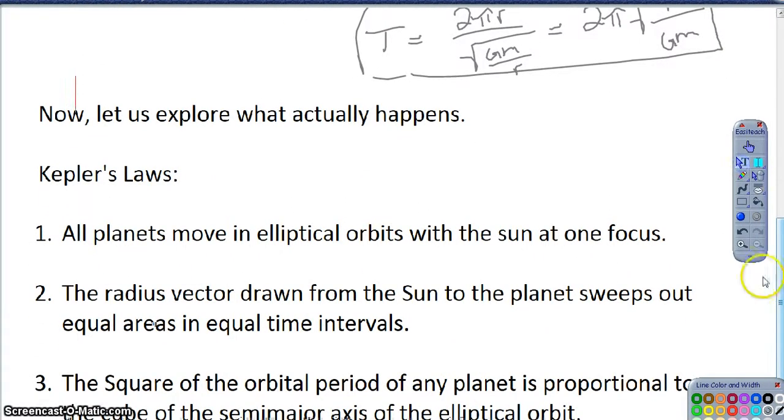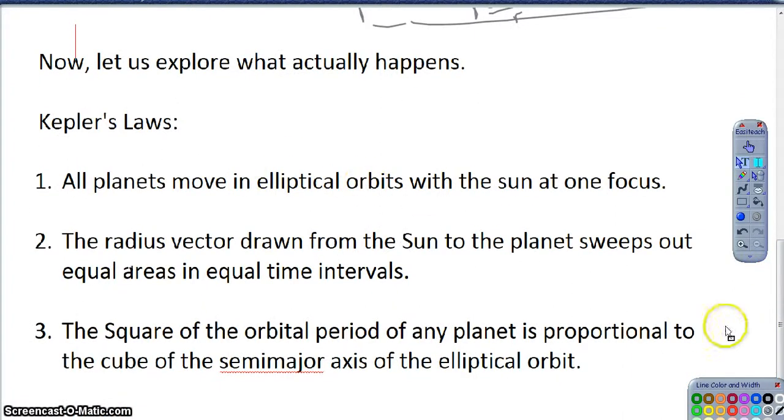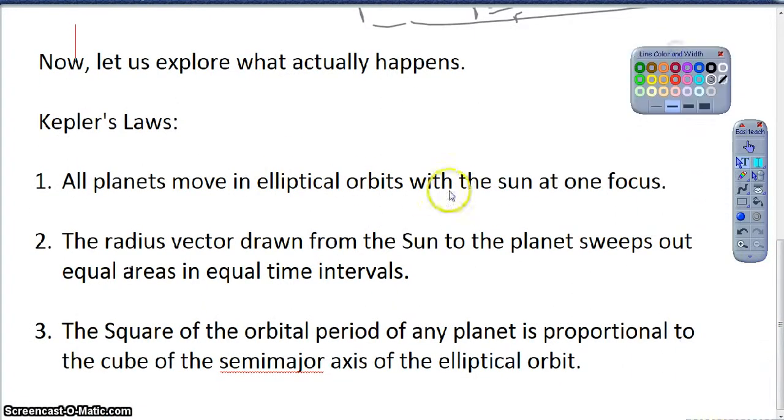Okay, so let's now look at what actually happens, right? So we know that in real life, objects don't orbit in perfect circles. In actuality, they follow slightly elliptical or more elliptical orbits than perfect circles. So what we'll start to look at with the rest of this first section are Kepler's laws for elliptical orbits. Right? So the first law is all planets do move in elliptical orbits with the sun at one focus, and we'll see what that means here. A lot of this is going to come down to the geometry of an ellipse, which I will help you guys review if you need it.